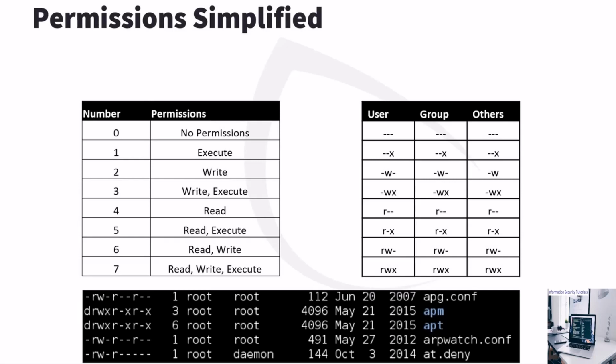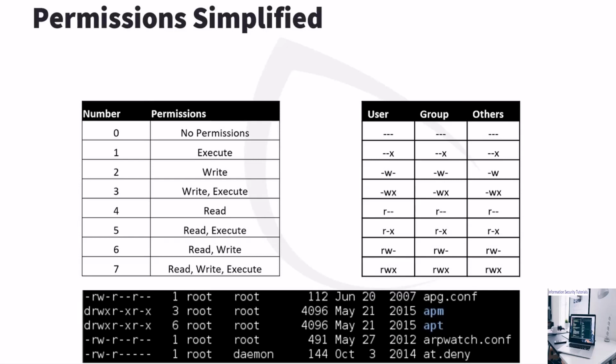We can use the number format, as we can see on the left. Each number refers to a specific permission. So, for example, 0 refers to no permissions on this file or folder. 1 refers to execute permission. 2 for write. 3 for write and execute. 4 for read, and 5 for read and execute. 6 for read and write, and 7 is the full control, or read and write and execute.